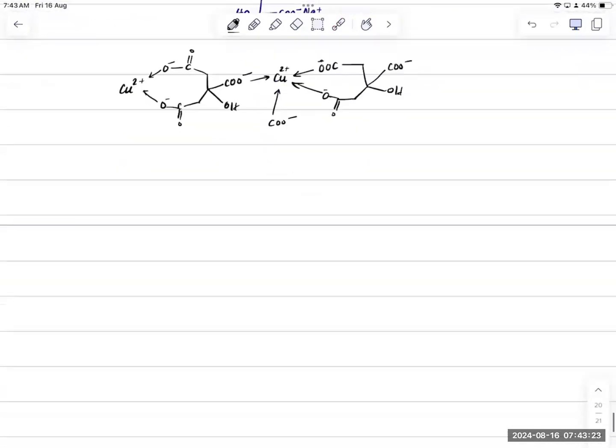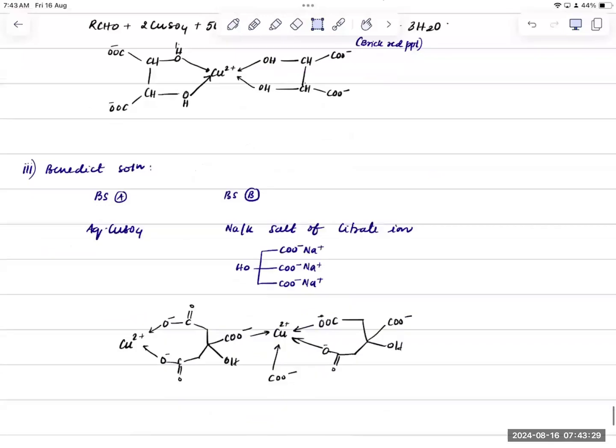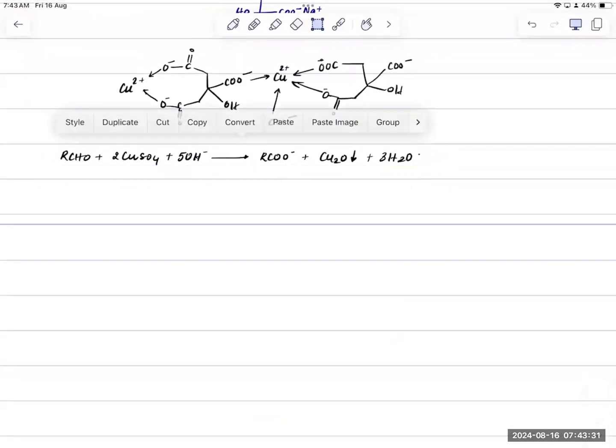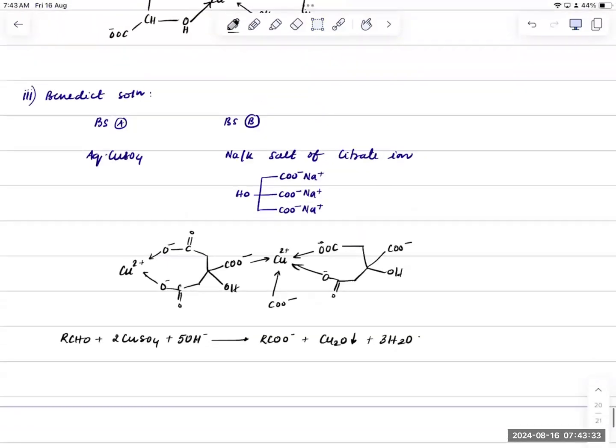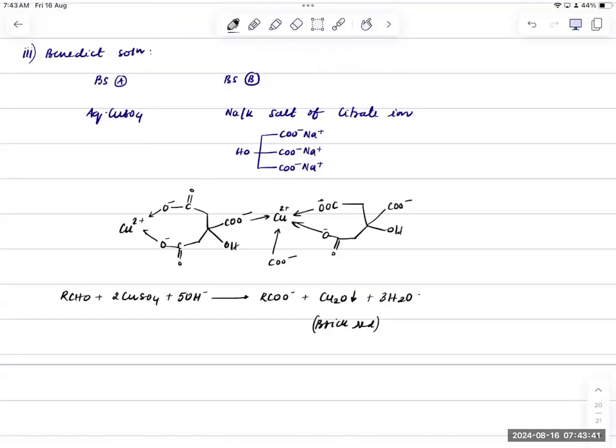Anyways, the idea is the same, guys. The reaction structure is exactly the same. There is no difference in Fehling's or Benedict's. Both of them will give exactly the same reaction and exactly the same color. So brick red formation here is a confirmation for Benedict test.